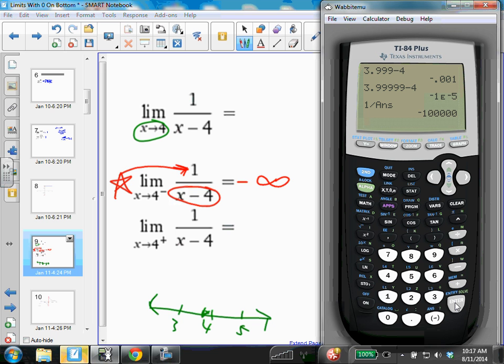I would not stray too far away. So like 3.9 or 3.99 is as far left as I would go. No, don't go that far away.